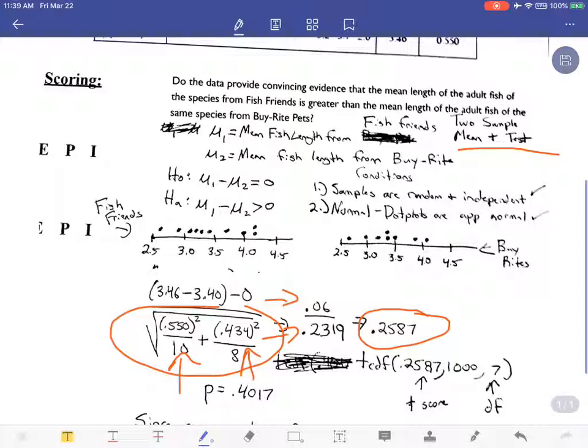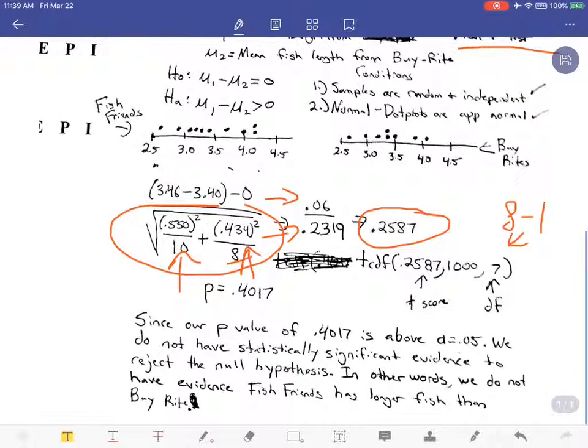Remember, there's a couple different ways that you can get degrees of freedom that are accepted. The way that we're going to do it is just the easiest one. You take your smallest sample size, which in this case is 8, and then we just subtract 1 from that. So we do 8 minus 1 to get our degrees of freedom. As you're writing your calculator command, make sure you label your t-score and your degrees of freedom because that's what the AP graders are going to be looking for.